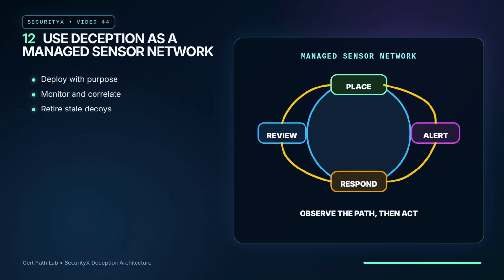Decoys, honey tokens, and fake credentials can reveal attacker movement earlier than ordinary alerts, but only when they are safely isolated, deliberately placed, integrated with SOC workflow, and governed over time. The SecurityX mindset is not, should we have a honeypot? It is, what path are we trying to observe? What risk does the decoy introduce? And what decision will the alert drive?